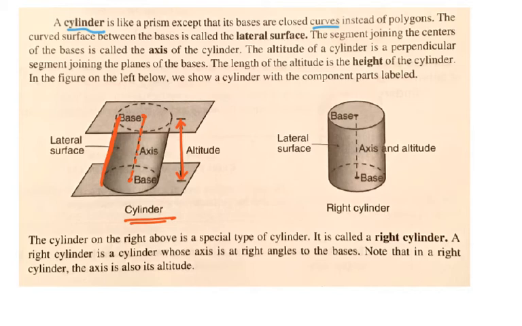If you look to the right, we have a right cylinder. A right cylinder means that the lateral surface is at a right angle to the bases. So a 90-degree angle. And if you note, because of that, the axis is also the altitude or the height of our cylinder. And I think they're going to follow the same pattern and use more right cylinders rather than leaning cylinders as they keep going through this text.